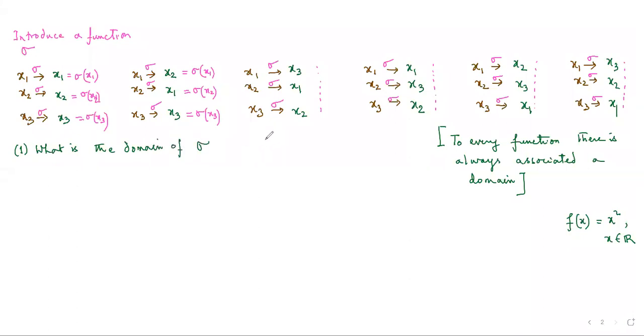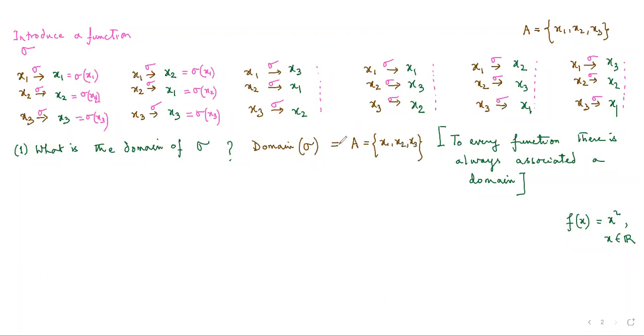Now you see that in this representation which I've written above, the left hand side is actually fixed. If I name the set containing the elements written on the left hand side, that is x1, x2, x3, by the set A, then I can say that the domain of sigma is actually the set capital A, which is x1, x2, x3.